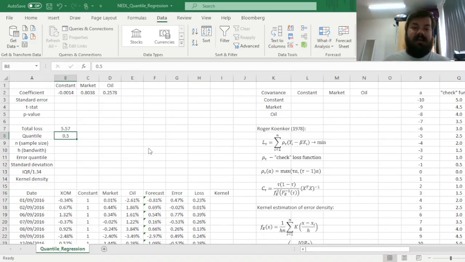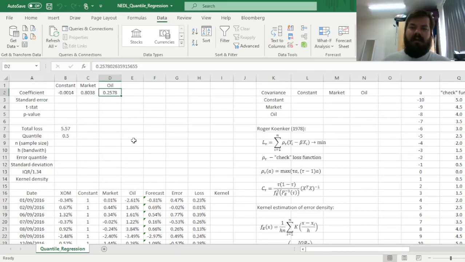And it has just converged, and we can see that the conditional median equation has a slightly negative constant, so other things held equal, if your market return and your oil return are zeros, then the median return of ExxonMobil would be slightly negative, 14 basis points. The market beta is 0.8 and the oil beta is 0.26, which is quite realistic if you compare it to some results you could obtain from simple linear regression, for example.